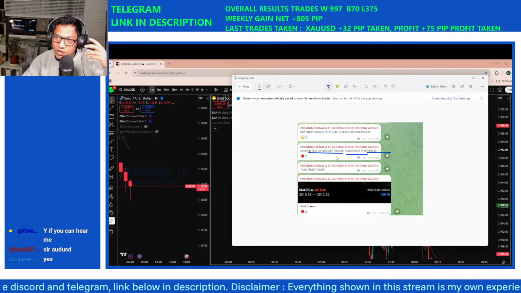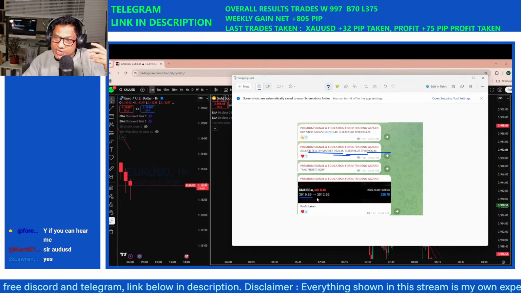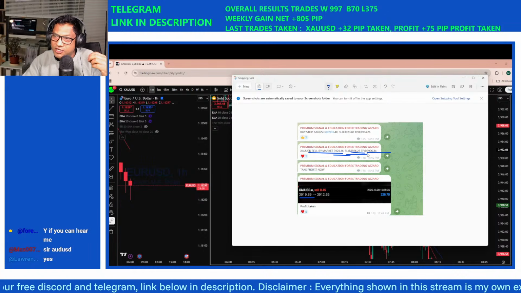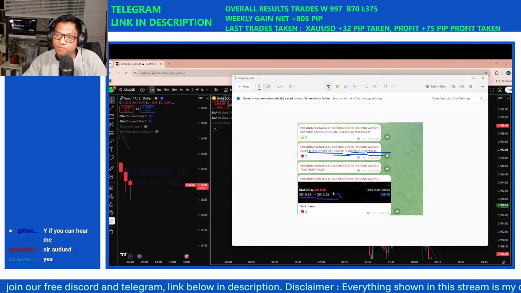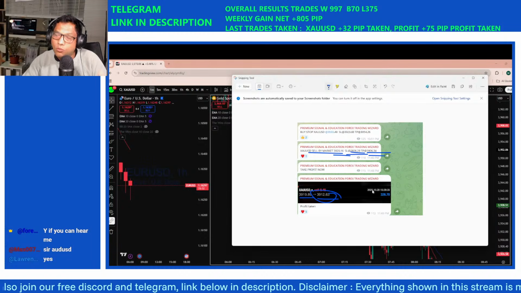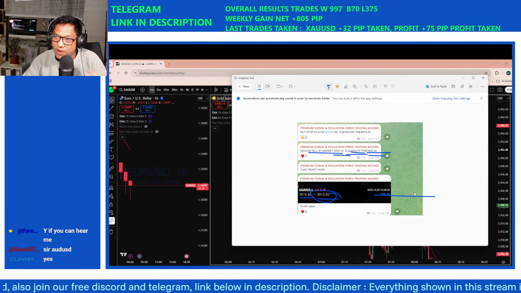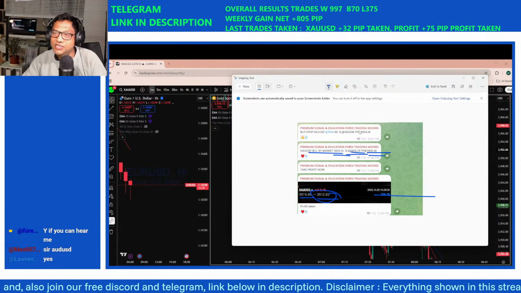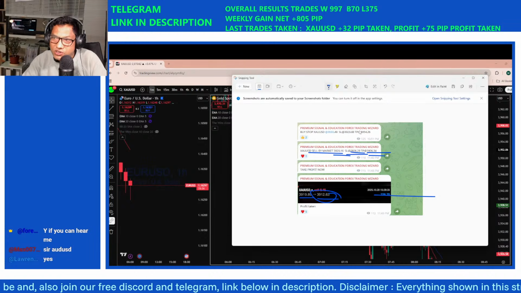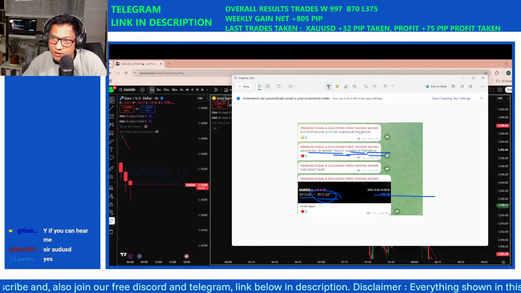You guys see the entry is here, right? You can see the entry is here. Stop loss here at 3926. TP target at 3906. We are almost 80 pips on this trade and we have closed that. And this is a live screenshot from the premium group.